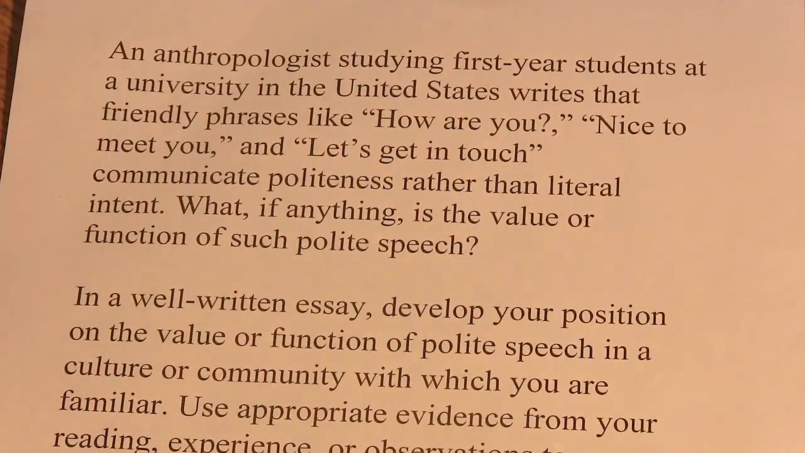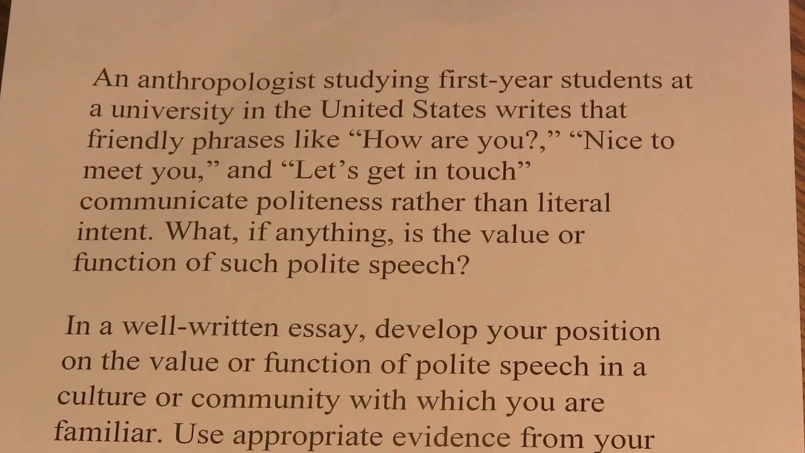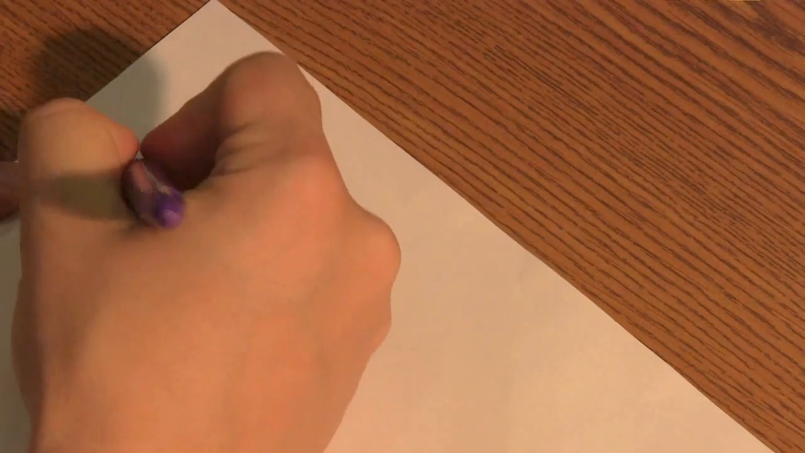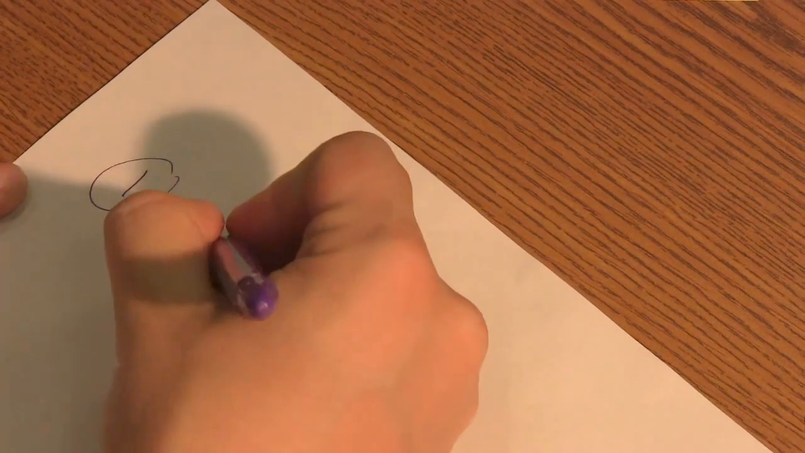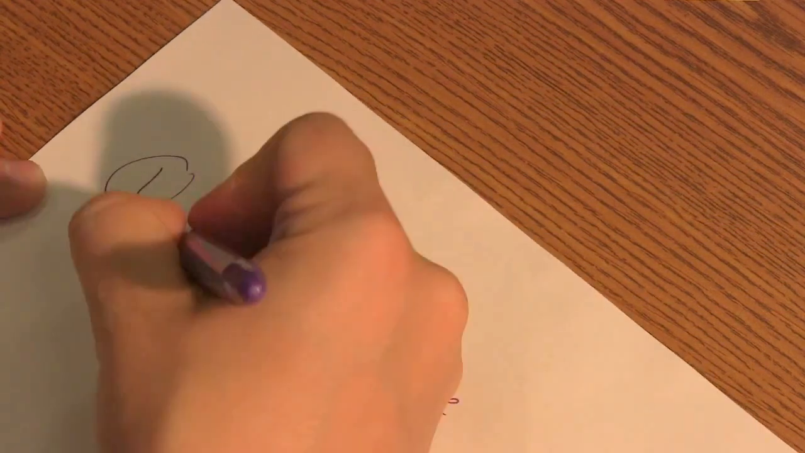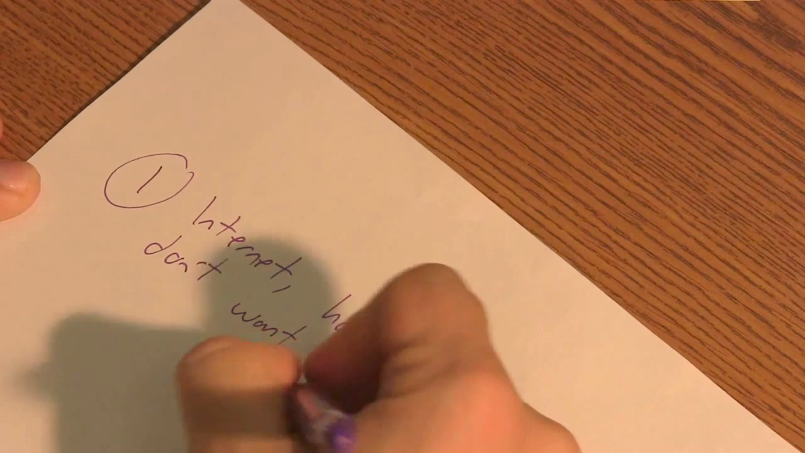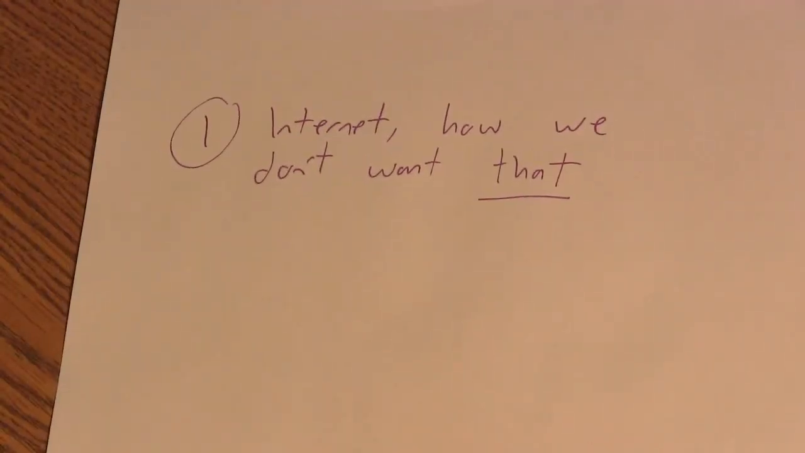In this case, what would society look like if polite speech didn't exist, if people didn't bother to say those little phrases that signal that we're trying to be polite? Well, to me that would sound a lot like the internet. So you have right there your first paragraph. You're going to write about the internet and how we don't want that in our society. So now you know your first paragraph.